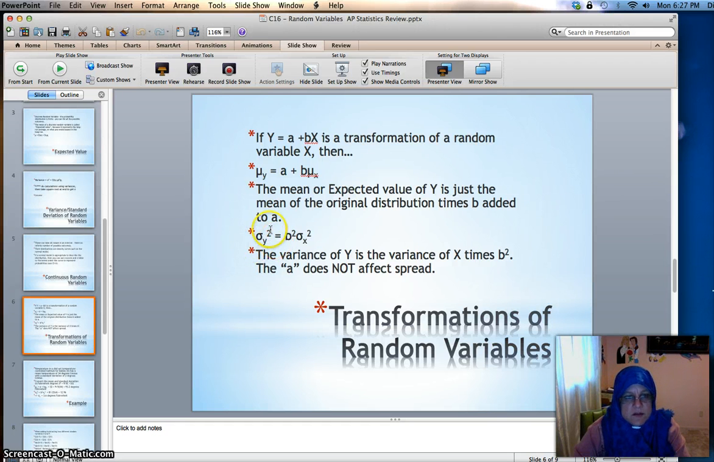If you remember back what we discussed in Chapter 6, adding something to a data set moves the data, but it doesn't change the spread of the data. It doesn't make it wider or skinnier. So the a is going to make no difference to standard deviation. The standard deviation of the new variable squared will be b squared times the standard deviation of the original squared. The variance of Y is the variance of X times b squared. The a does not affect spread.